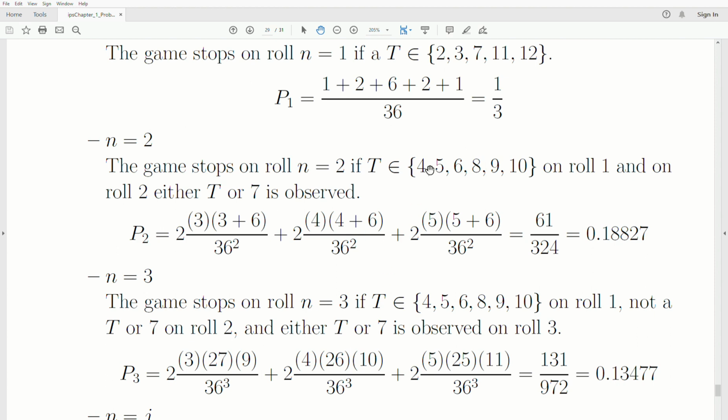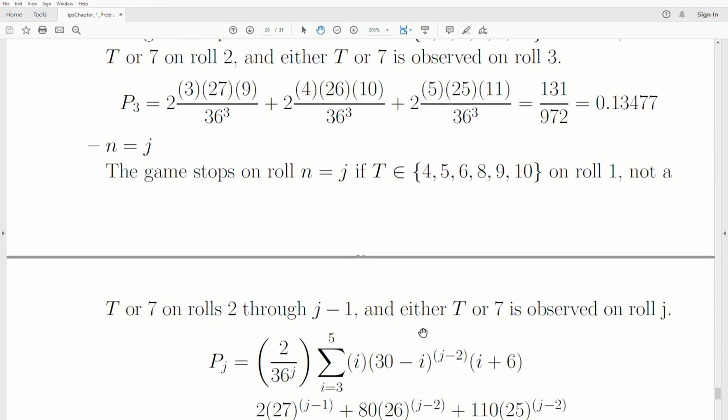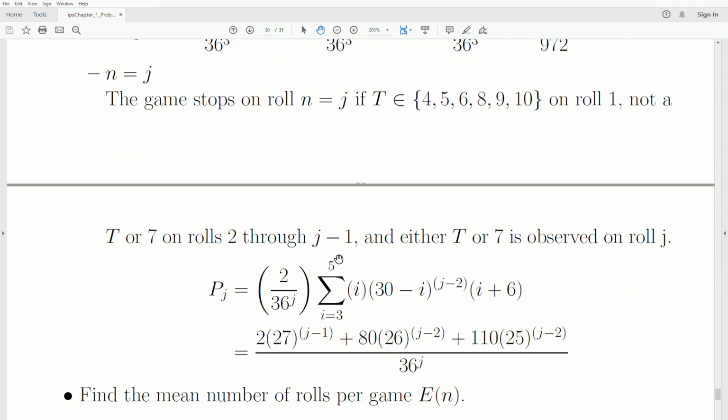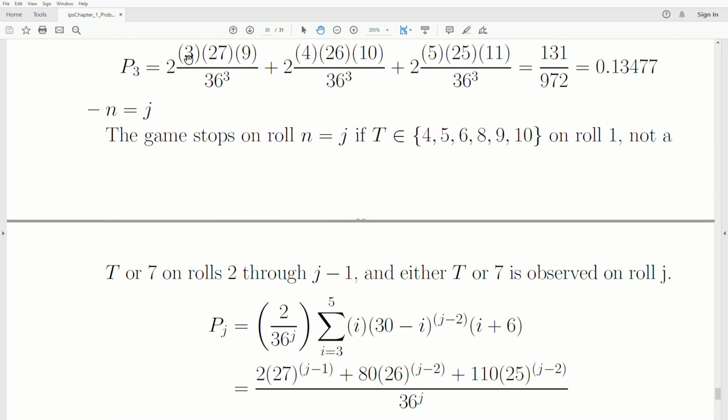But when we're associated with 4, there are 3 ways that can happen, when we're at a 5 there are 4 ways, and when we're at 6 there are 5 ways. So that's why we see 3, 4, and 5 here, because that's this number in the front. And then this is the number of ways that we can not roll the point or 7 on rolls 2 through J minus 2.